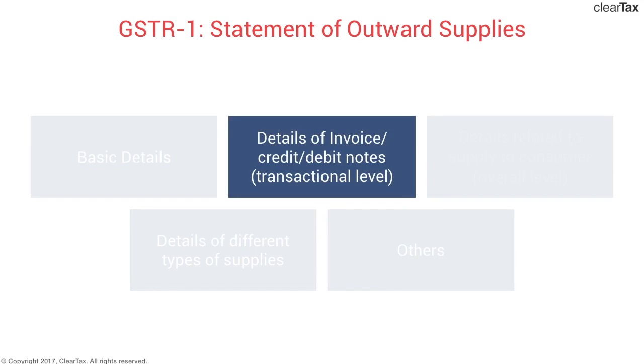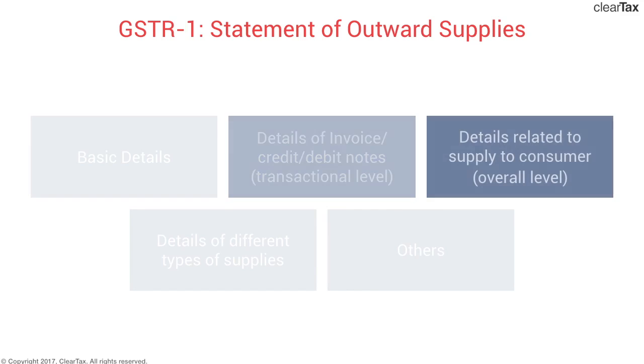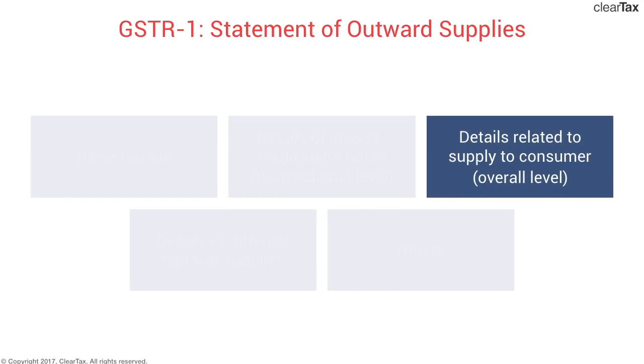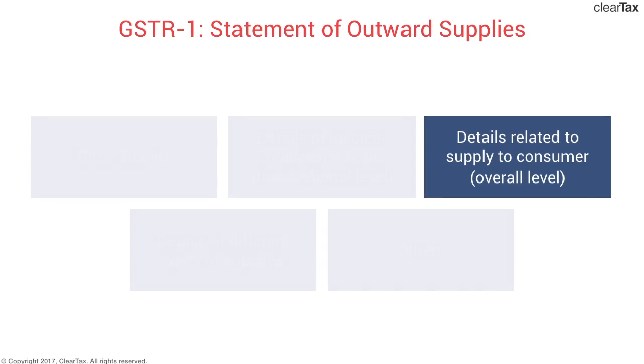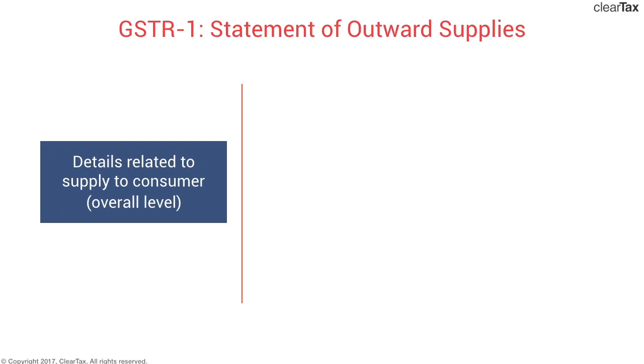Let's continue with our discussion on GSTR1, the statement of outward supply. We are checking out the third category of details that are required in this return, the details related to supply to consumer. The first two were basic, and the details of invoice, credit or debit note, that was at transaction level. This detail related to supply is at an overall level. So this is the same information aggregated on an overall level rather than a transaction level.